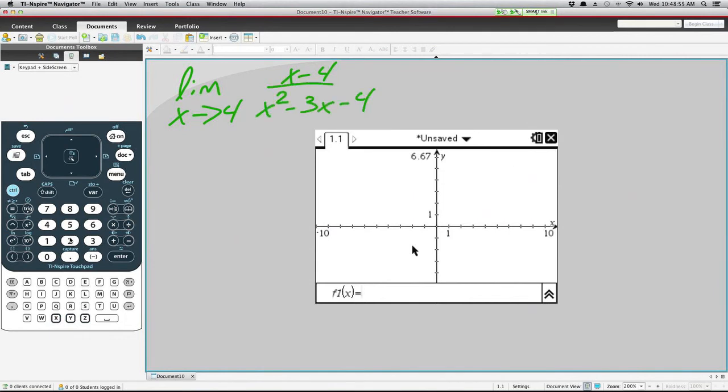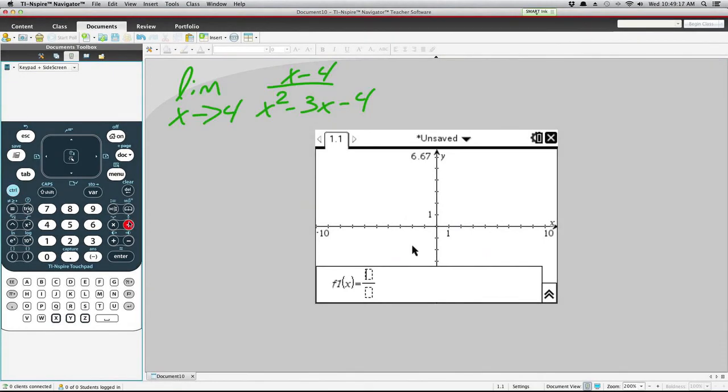First one we want to look at is the limit as x approaches 4 of x minus 4 divided by x squared minus 3x minus 4. So let's go ahead and put that function in our calculator. Now, since it's a fraction, how do I put a fraction in the calculator? Control divide. Control divide is correct.